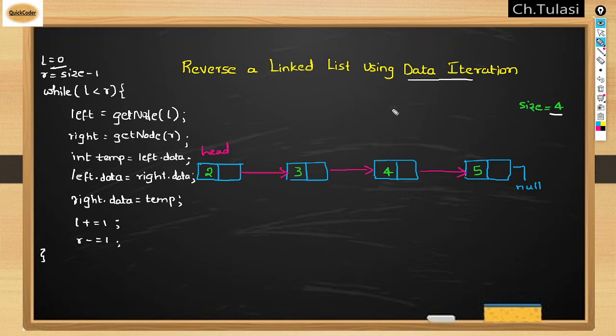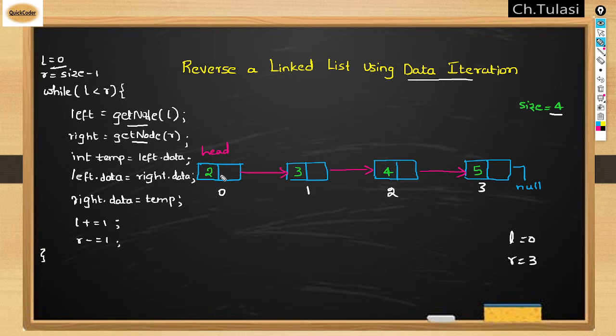4 minus 1, 3. Now what I will do is left is equal to get node at L, means at the 0th position this is the node, and I will get this address, and right, this is the node. So initially my L is equal to 0, my R is equal to 3. So 0, 1, 2, 3. I will already implement this get node function also. What this get node function will do is return the node at the position L.